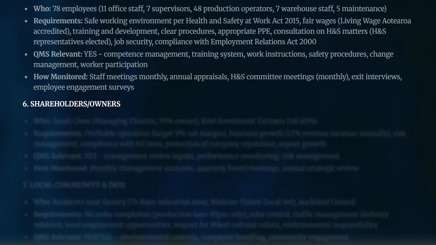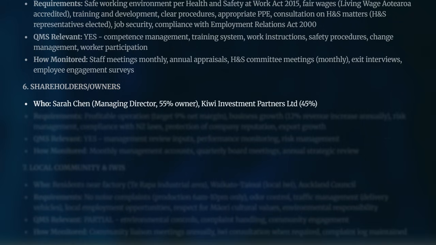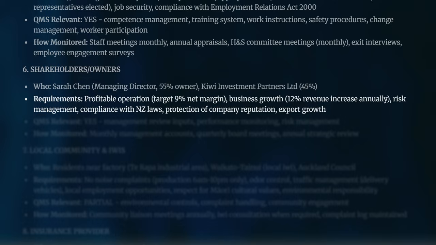Our sixth interested party are shareholders or the owners. Who are the shareholders? Here, our exemplar company listed down the managing director, Sarah Chan, who holds 55% ownership, and Kiwi Investment Partners, who hold 45% ownership. The requirements of the shareholders you need to list down: profitable operations with the target of 9% net margin, business growth with a 12% revenue increase annually, risk management and compliance with New Zealand law, and protection of company reputation and export growth. So this is how you list down the requirements of the stakeholders in your organization. Again, everything we do here must be specific and measurable and backed up with data.